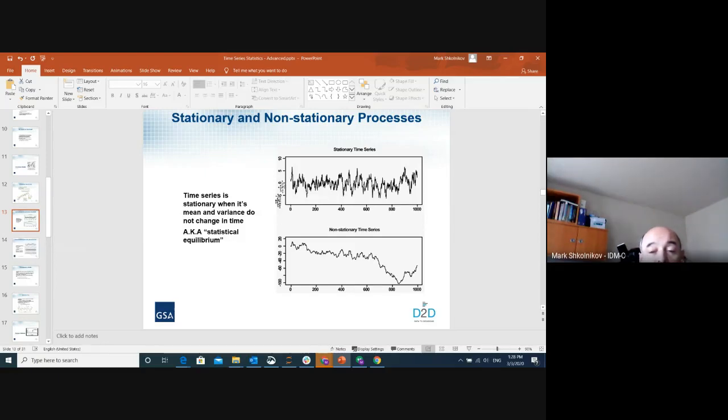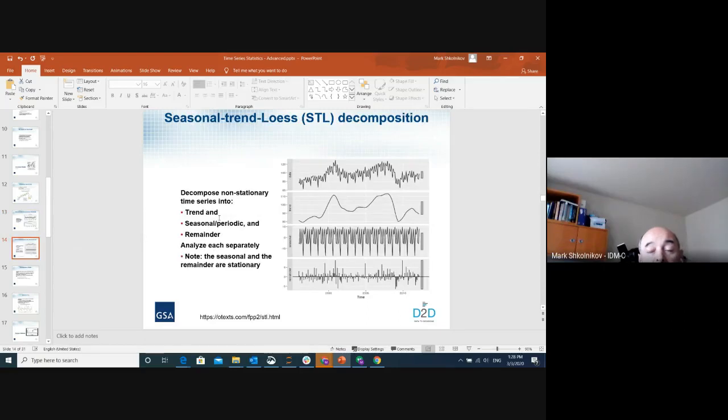So once we can distinguish stationary and non-stationary processes, we can go to seasonal trend Loess decomposition. What this modeling technique allows us to do is decompose a non-stationary time series like this into trend. So we extract the trend. And by the way, it's also sometimes called feature extraction. So trend is a feature.